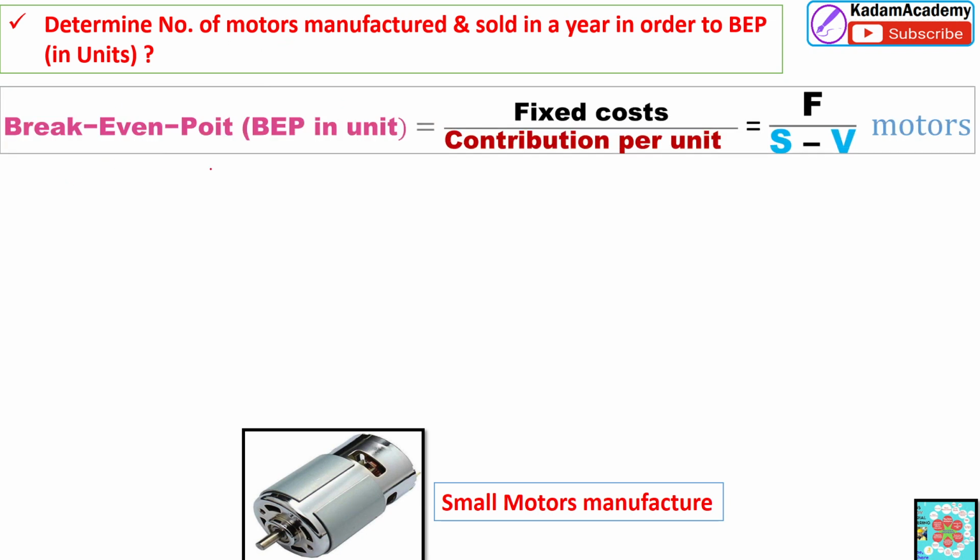That is the first point. The break-even point we have to find out in this case. What is the given data? Fixed cost F is given, contribution we have calculated.